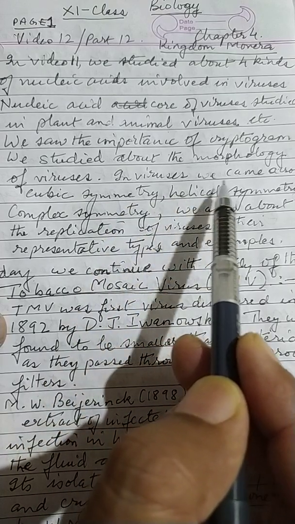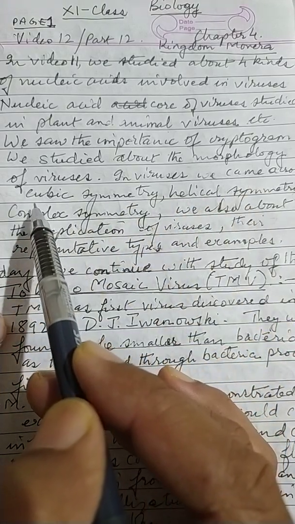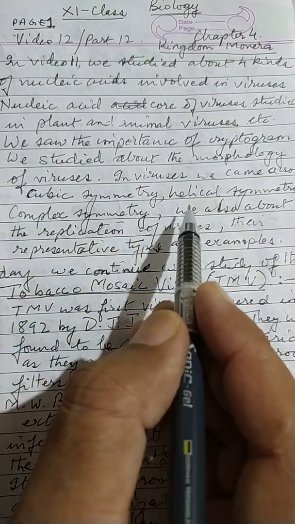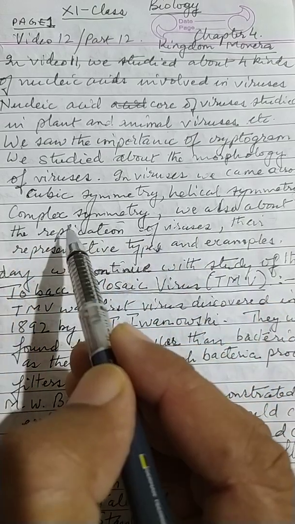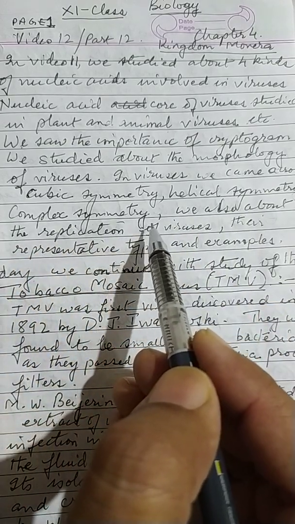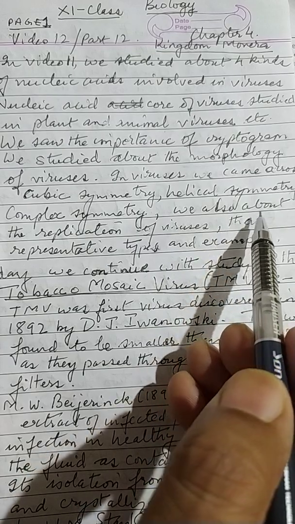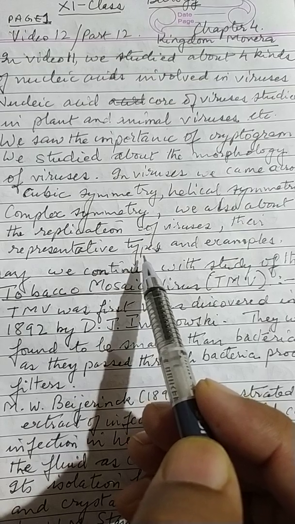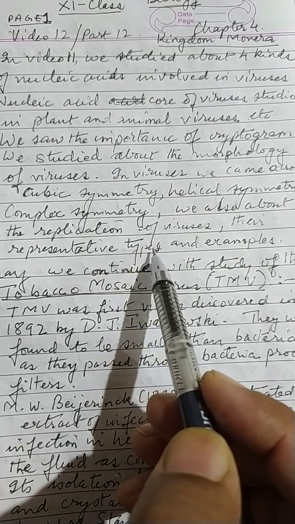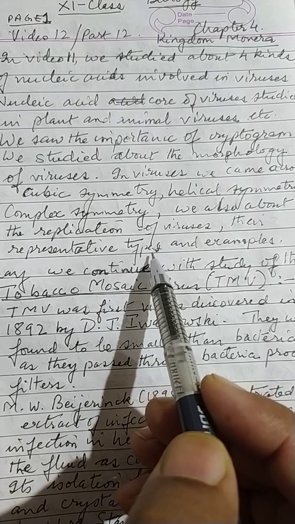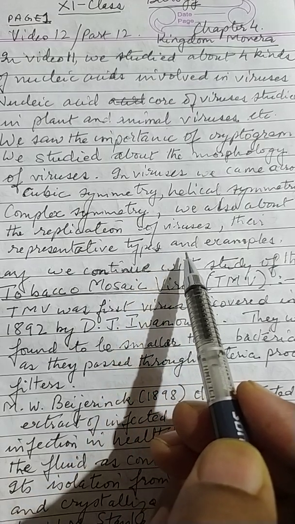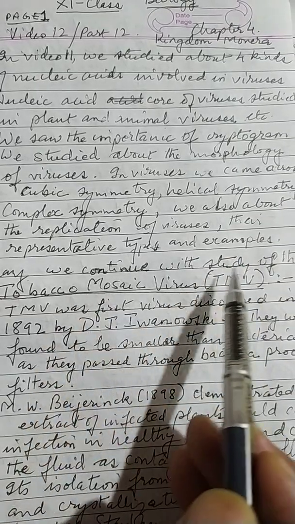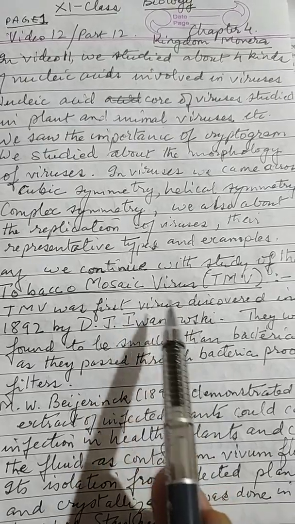Then in viruses we came across cubic symmetry, or we called it cuboidal symmetry, helical symmetry, and complex symmetry. These were the symmetries that we studied. We also studied about the replication of viruses, their representative types. We saw about replication of various viruses like potato X, potato Y, and we saw their specific examples of the representative types. Today we continue with the study of the tobacco mosaic virus.